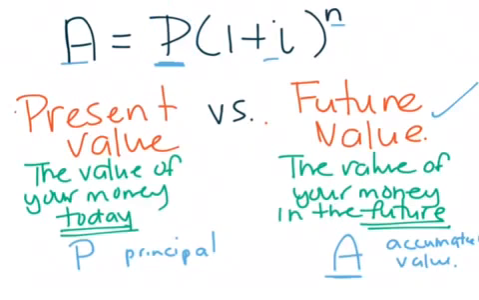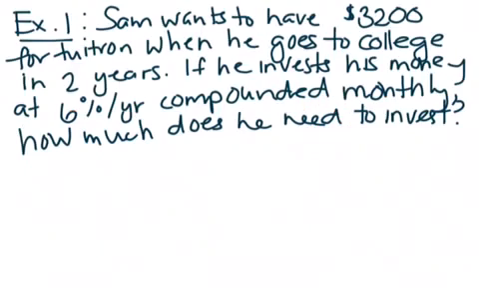So let's do some examples to show you the difference. So let's read example number 1 together. Example number 1 says, Sam wants to invest enough money today to have $3,200 for tuition when he goes to college in 2 years. If he invests his money at 6% per year, compounded monthly, how much does he need to invest?